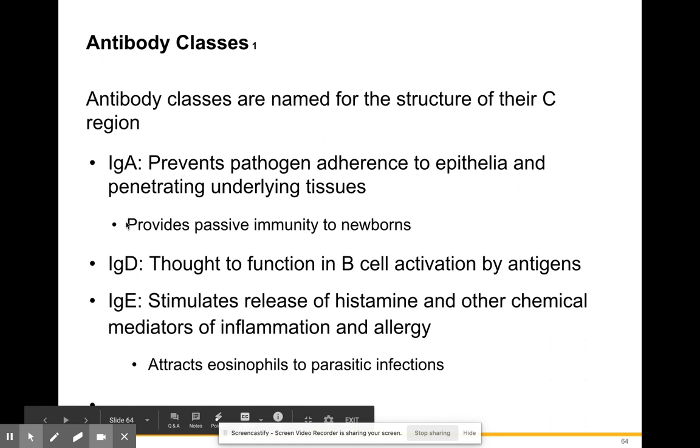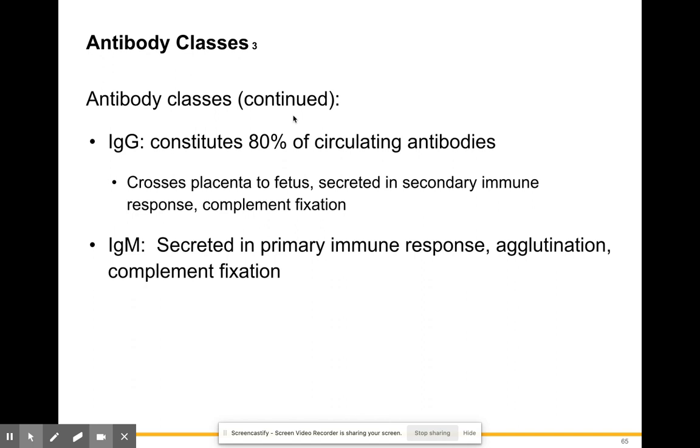IgG, this is going to be the majority of the antibodies that circulate in the body. These are the antibodies that cross the placenta to the fetus. Okay, and IgM, these are going to be secreted in primary immune responses, agglutination, which is like blood clotting, okay, and complement fixation, that complement system where one thing activates another, which activates another, right? So all these different types of antibodies are going to have slightly different jobs to do.